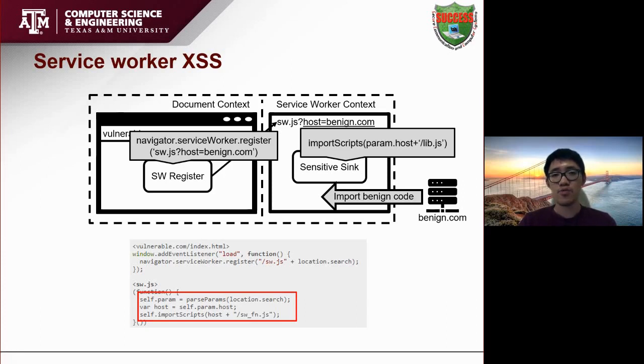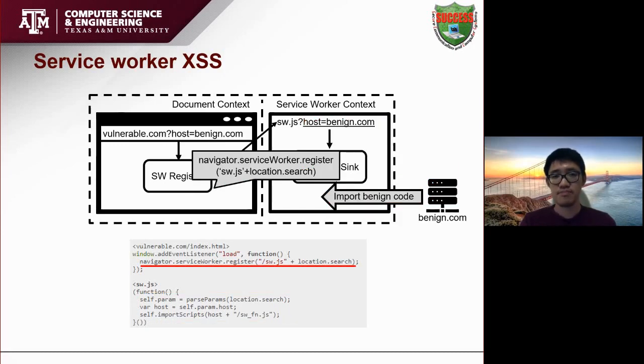By executing the register function, an attacker can easily specify the vulnerable parameter to point to a malicious file, which may be hosted in a different domain controlled by the attacker. In this work, we consider such practice as service worker cross-site scripting.